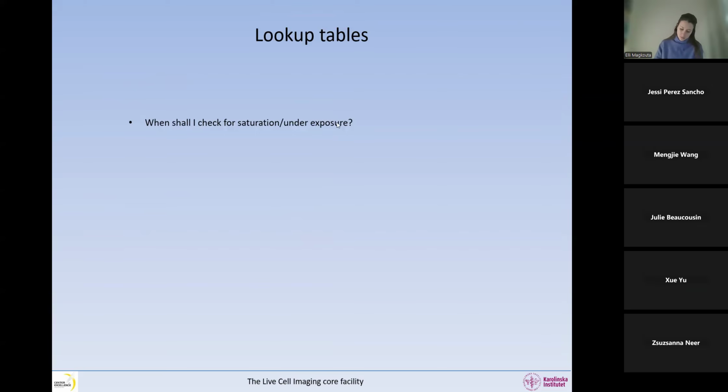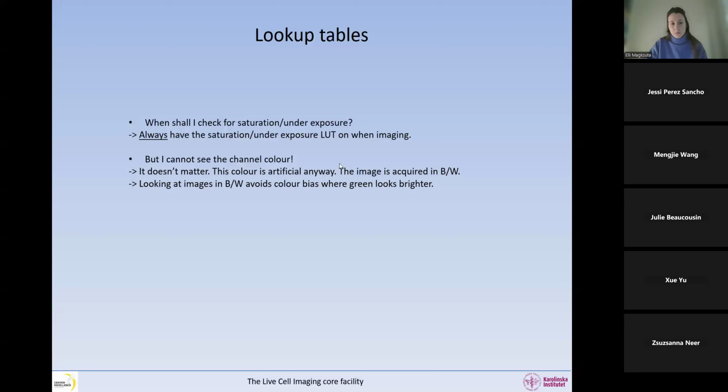So when shall we check for saturation and underexposure? Just always have the saturation mask on when imaging, and if it bothers you, just do something about it. Oh, but I cannot see the channel color. First, it doesn't matter because this is an artificial color anyway. The images are acquired in black and white. And it's better to look at the images in black and white because that avoids the color bias we have in our eyes, since we have more photoreceptors for green than for blue and red, so green looks brighter. So just look at your images in black and white.